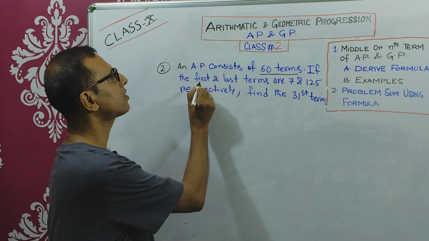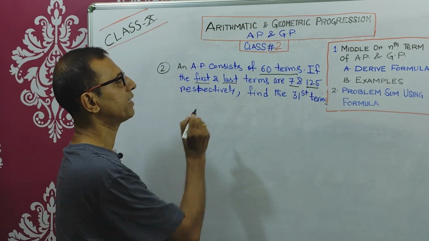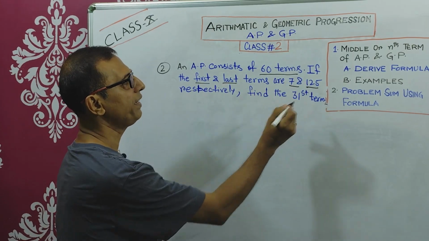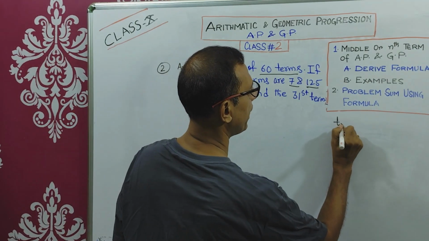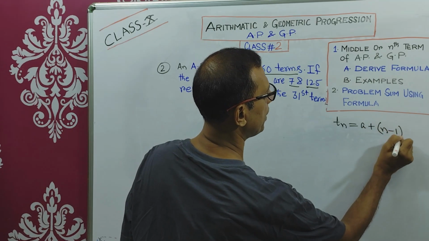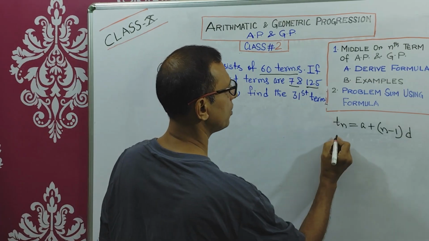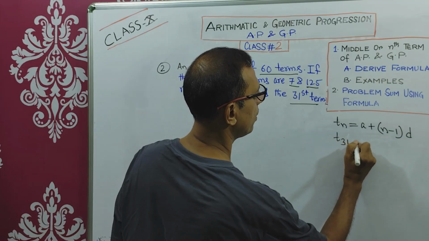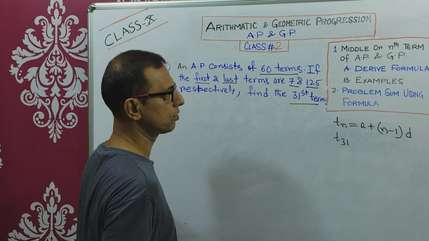If the first and last terms are 7 and 125 respectively, first term is 7, last term is 125, then find the 31st term. So we know Tn equals A plus (n minus 1) into D. That is the nth term of an AP, right? So for the 31st term, you need to find T31. So what are the things you need to know? You need to know A, n and D values, right?